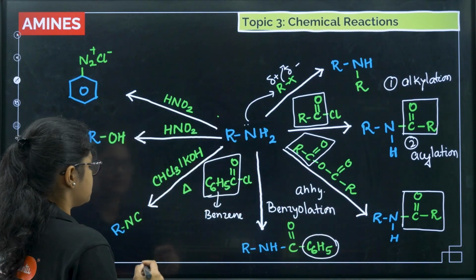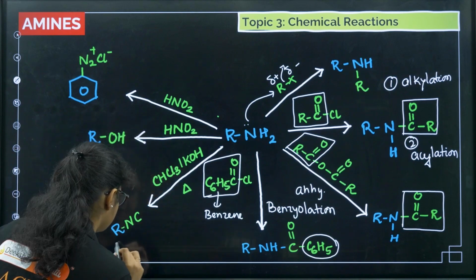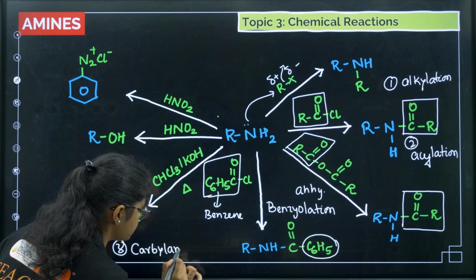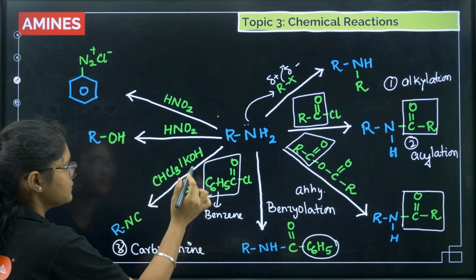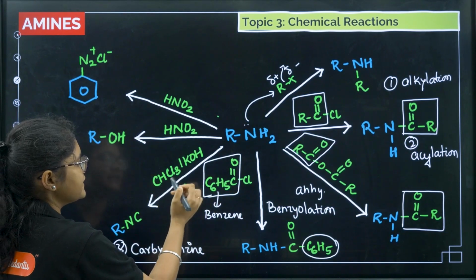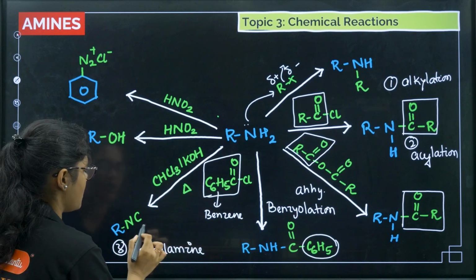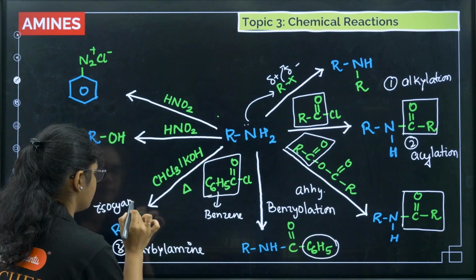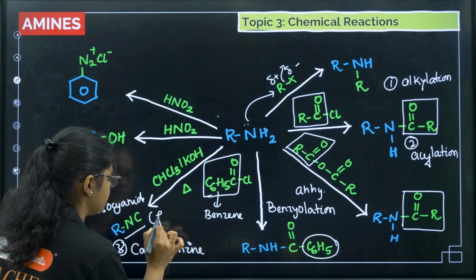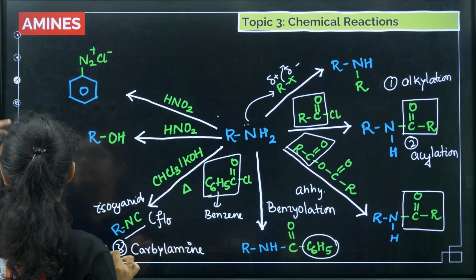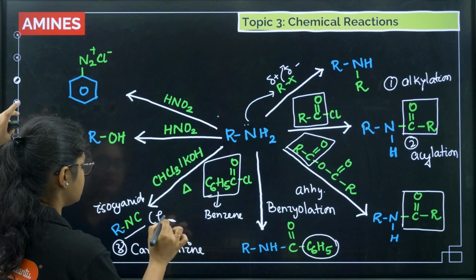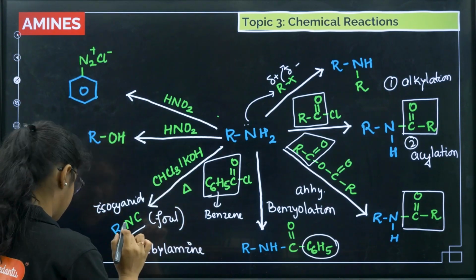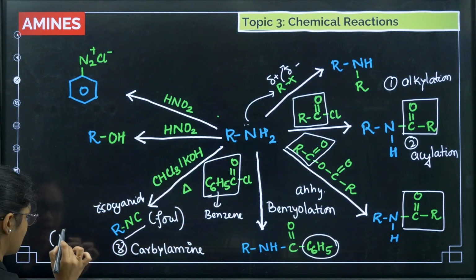Okay, next you have the third reaction here, that is your carbylamine reaction. So here what happens? Primary amines react with CHCl3 in presence of KOH to give you RNC, and this is an isocyanide group. And this isocyanide creates a foul smell. This is the thing that you must remember about this carbylamine test, that is foul smell is produced, and this test or this reaction is only given by primary amines.